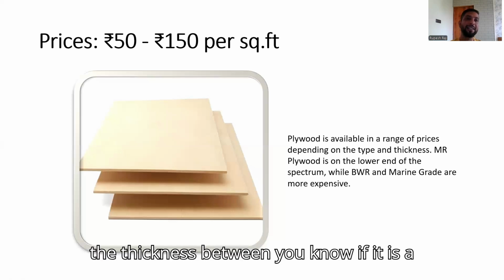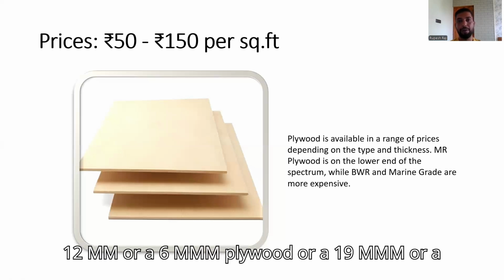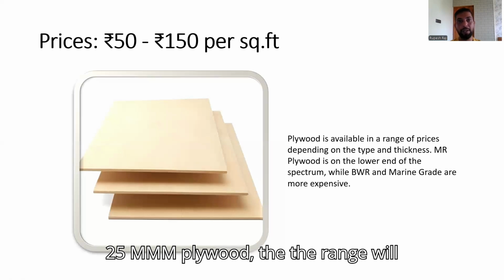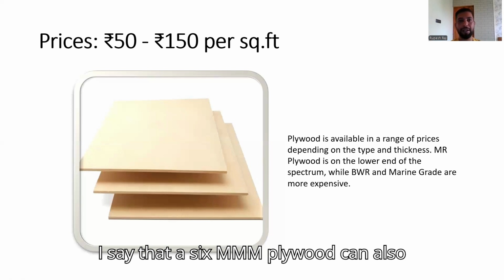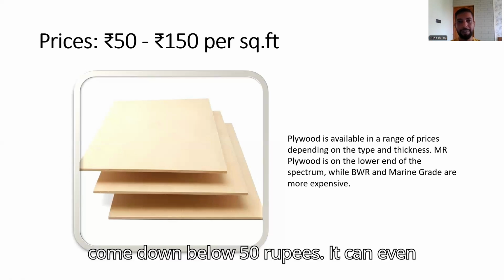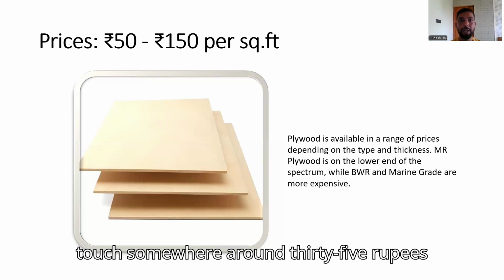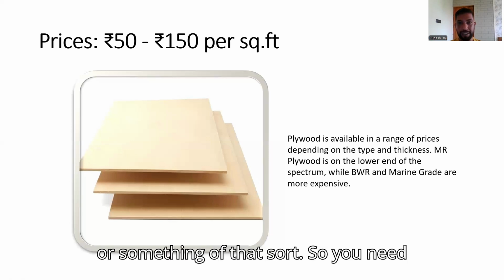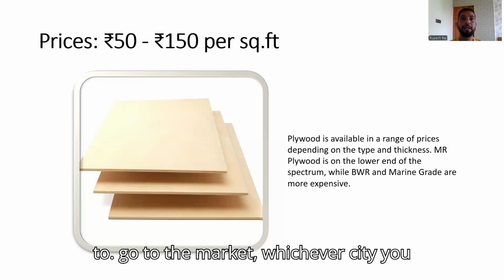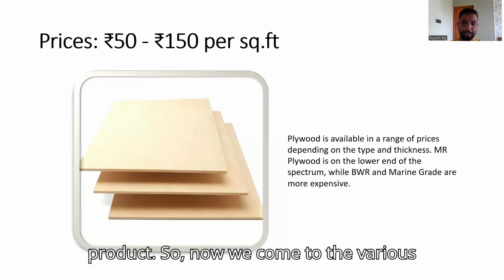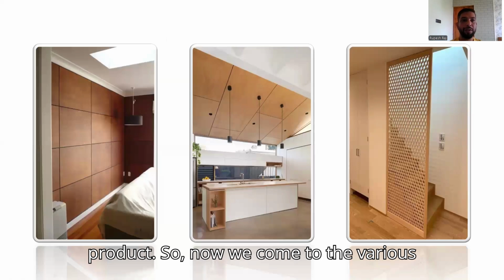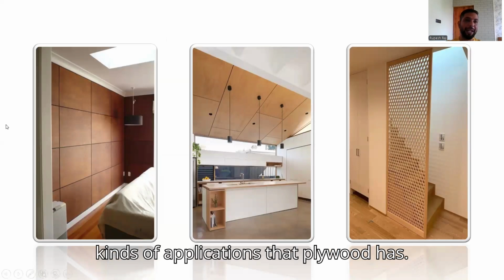And again, whether it is a 6 or 12 plywood or a 19 or 25 plywood, the price will also fluctuate based on the thickness. So I would say that a 6 plywood can also come down below 50 rupees. It can even touch somewhere around 35 rupees or something of that sort. So you need to go to the market, whichever city you are in, and get to know the prices of the product. So now we come to the various kinds of applications that plywood has.